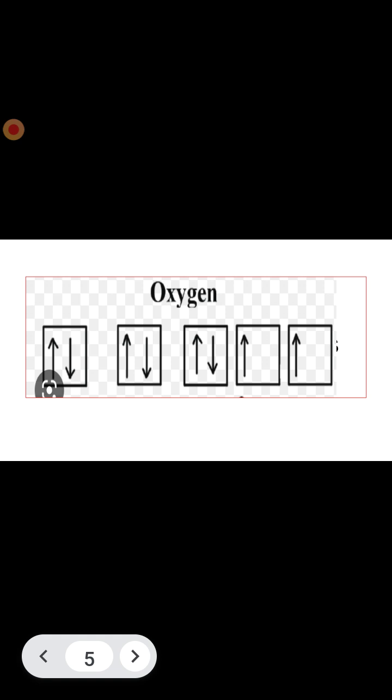Also, is there any chance for the entering of a third electron? No. If a third electron enters, it should have either plus half or minus half spin. So both electrons would have the same four quantum numbers. It will not happen.